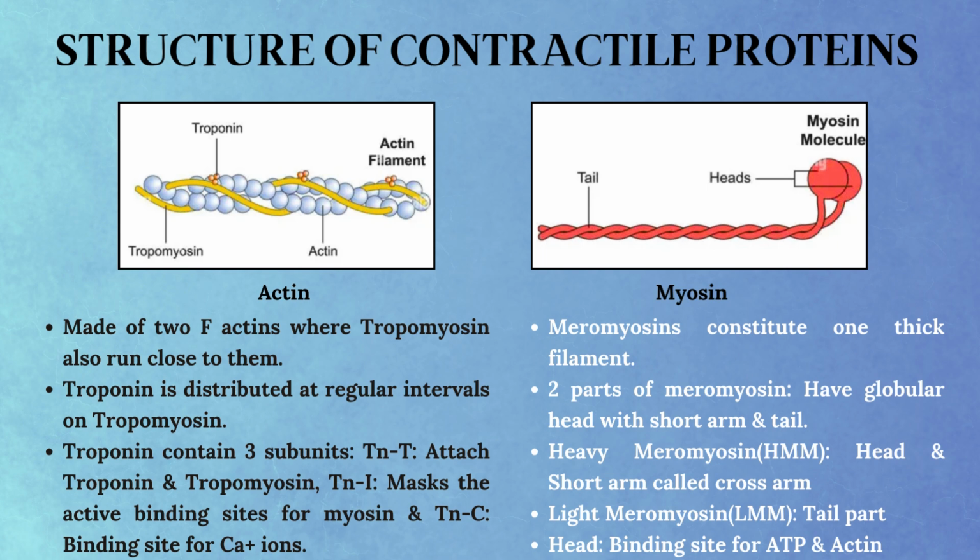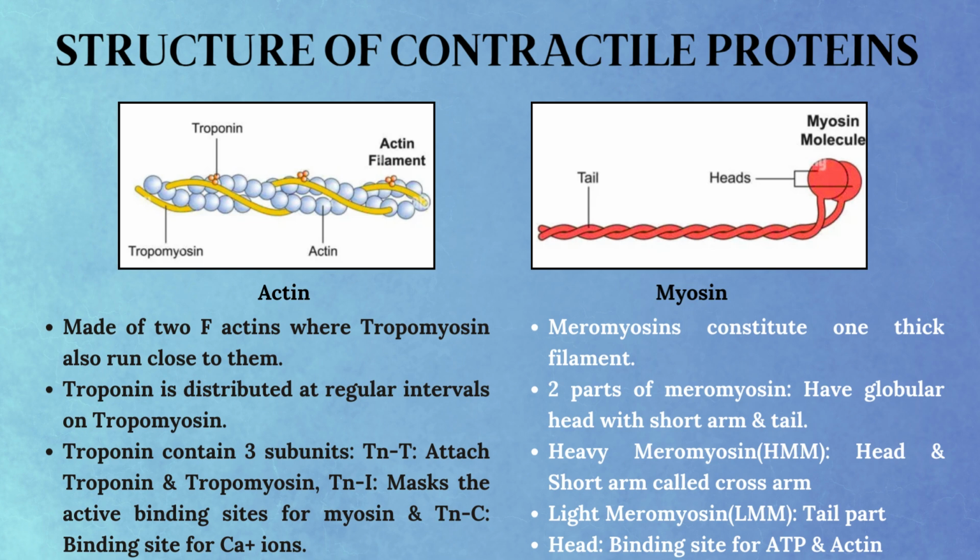Now let's see the structure of contractile proteins. First, actin is made of two F-actins, where tropomyosin also runs close to them. Troponin is distributed at regular intervals on tropomyosin. Troponin contains three subunits: TNT, attached to troponin and tropomyosin; TNI, masks the active binding sites for myosin; and TNC, binding site for Ca+ ions.